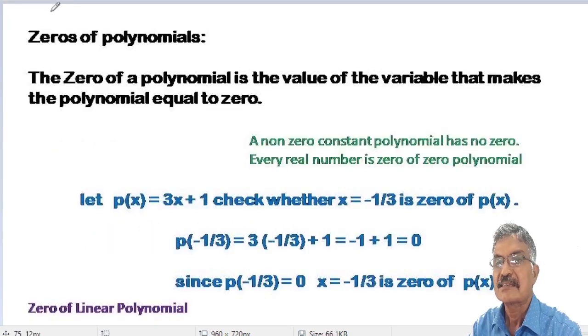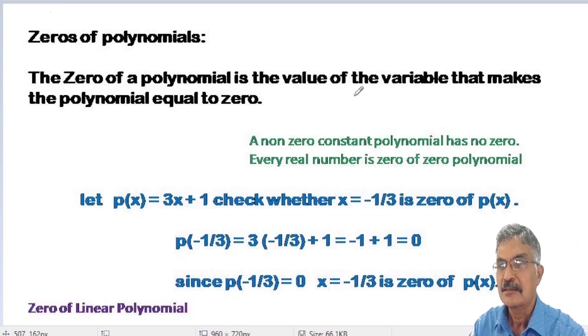Okay, next. Zero of a polynomial. The zero of a polynomial is the value of the variable that makes the polynomial equal to 0. Okay. That is the value of the variable that makes the polynomial equal to 0.